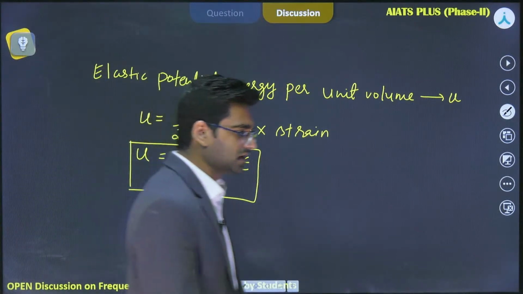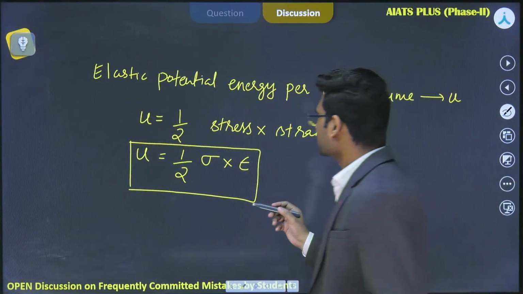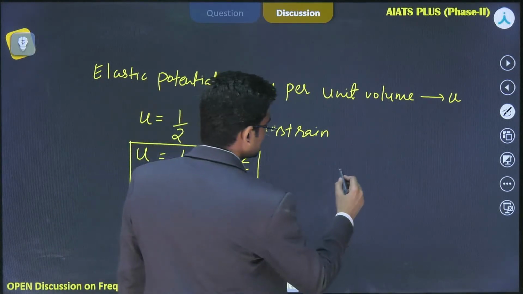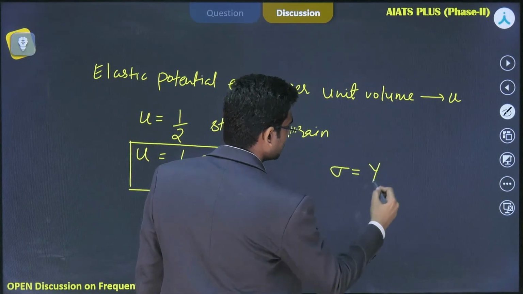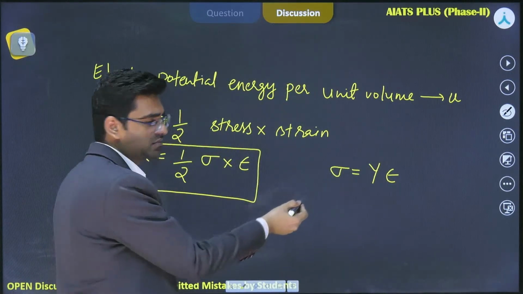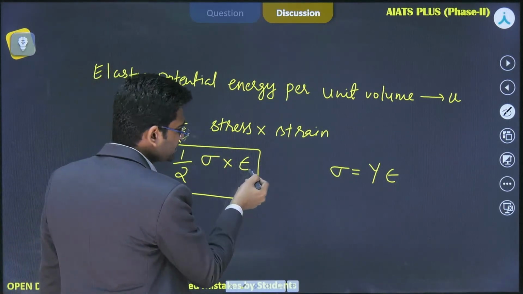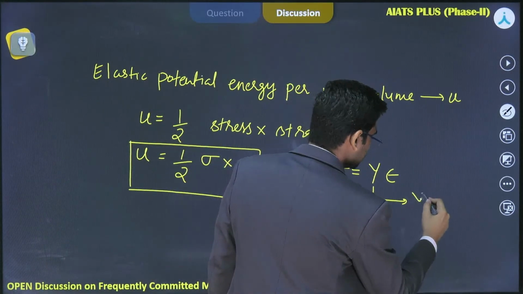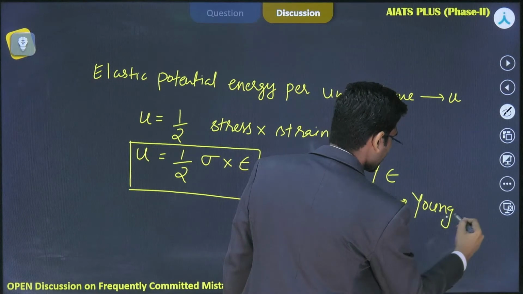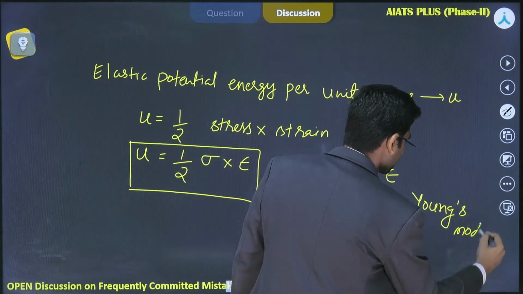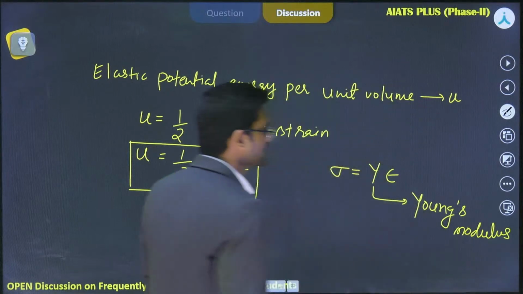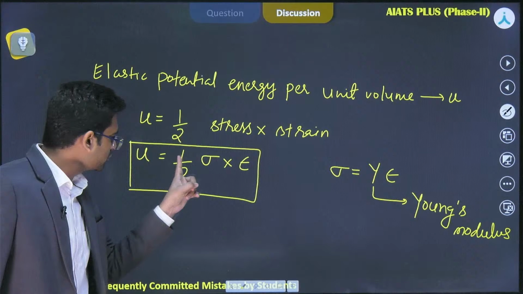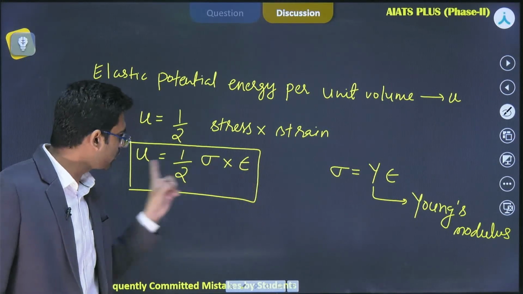But there is another formula where sigma, epsilon and Young's modulus are related, which is sigma equals Y epsilon. You know what sigma is? Sigma is the stress. You know what strain is? That is epsilon. And this Y is Young's modulus. So we have one more formula here. What I can do is, u equals half sigma into epsilon. This is one form of this formula.